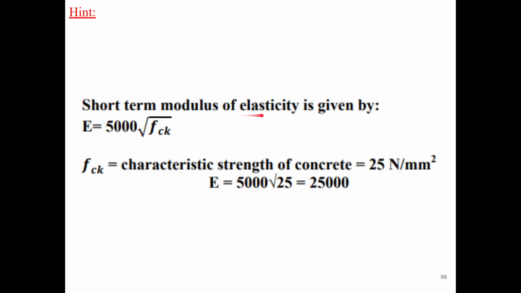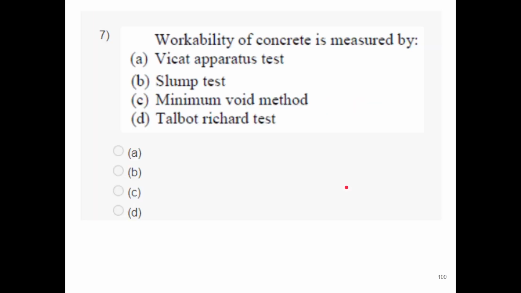Not instantaneous, it will be the short term modulus of elasticity. So it will be 25,000. So B is the correct option. As you can see, B, that is 25,000, is the correct option. This short term modulus of elasticity is given by E equal to 5,000 square root of FCK, where FCK is the characteristic strength of concrete, and here it is given as 25 Newton per mm square. So the E value will be 5,000 into square root of 25, which is equal to 25,000.